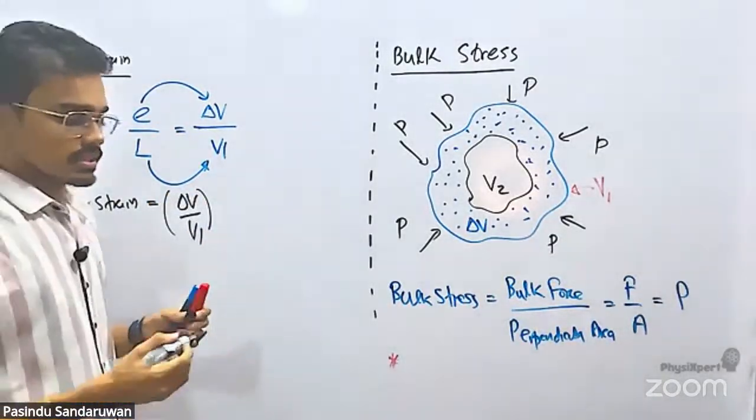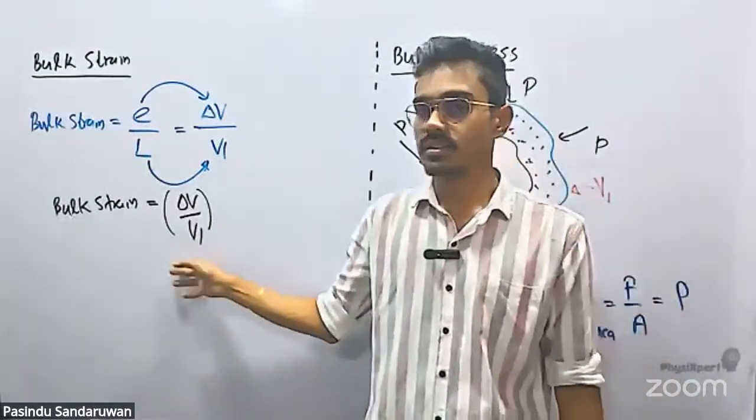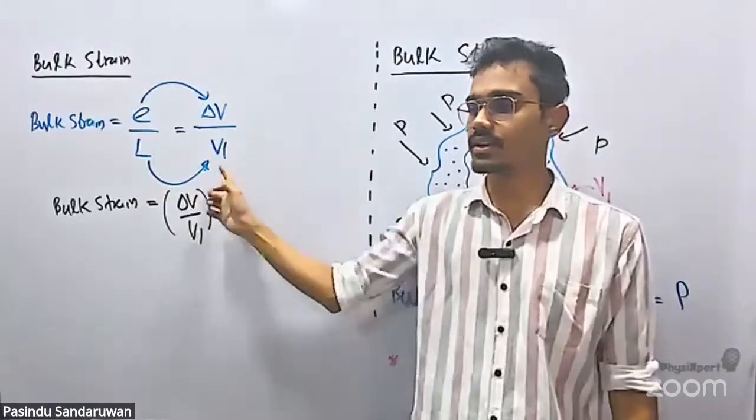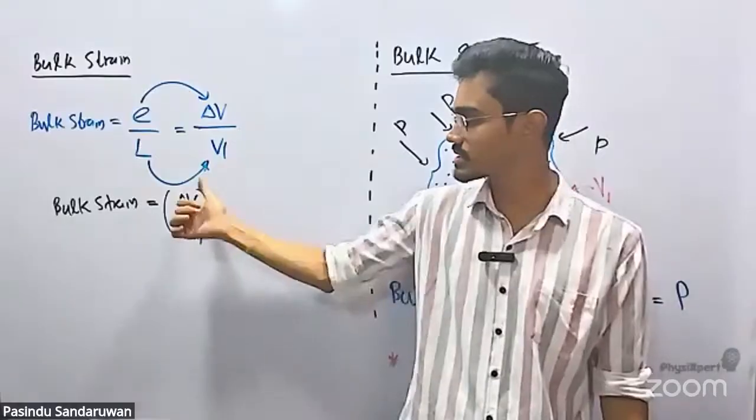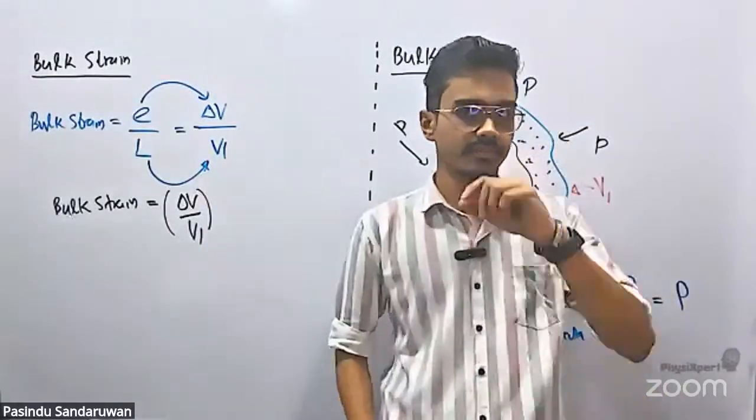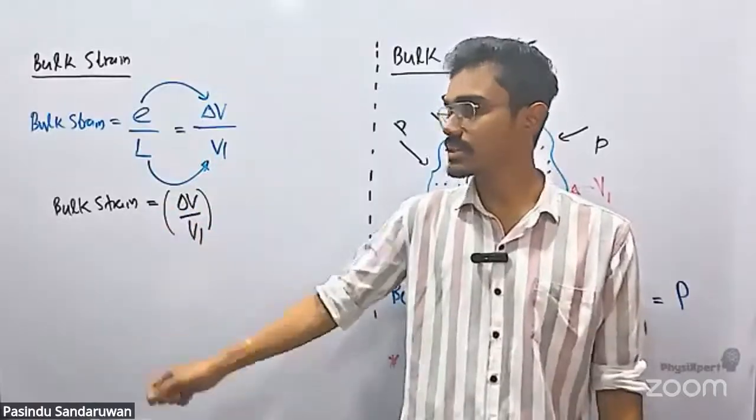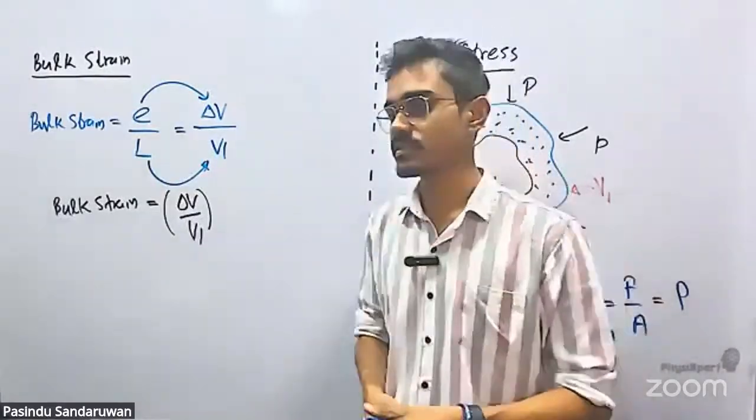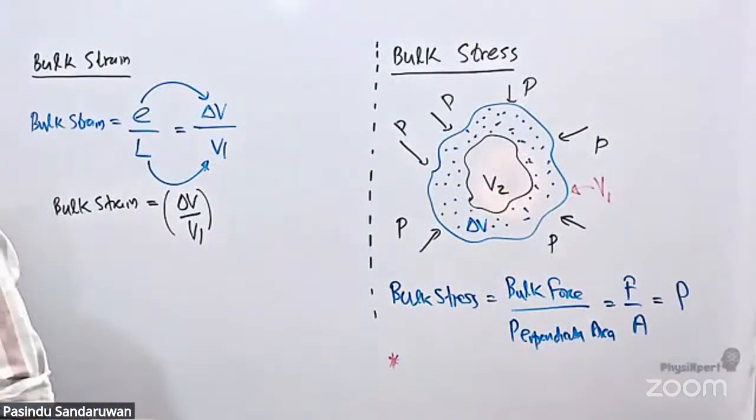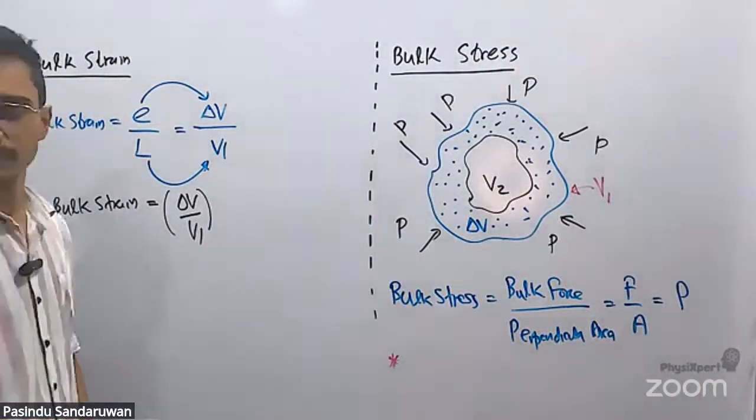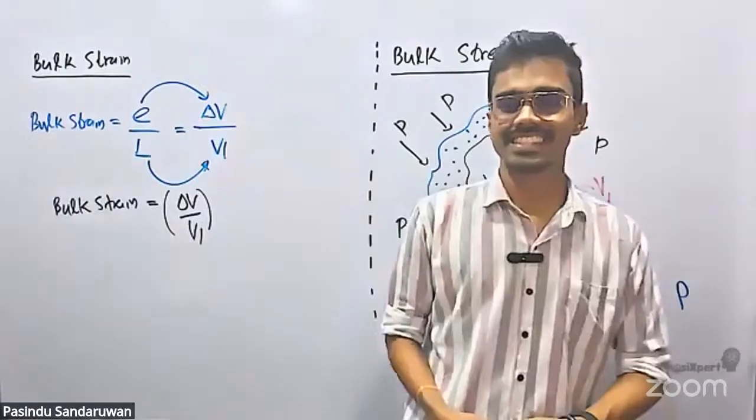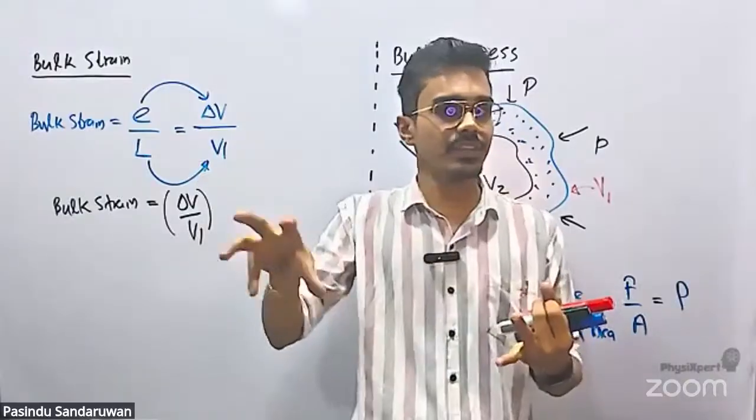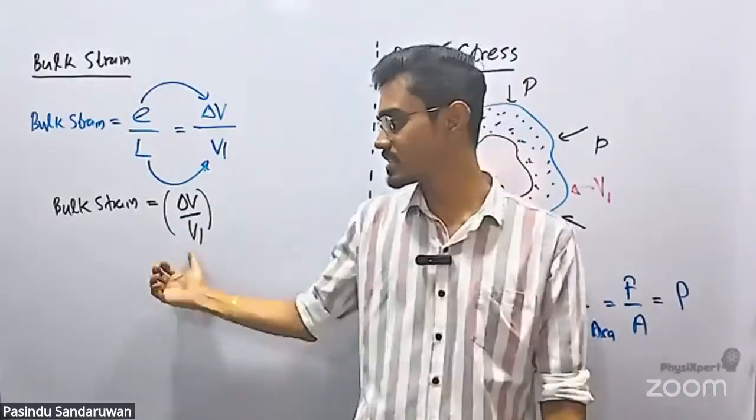We have discussed this in volume expansions, right? What is a single term for delta V over V1? Can anyone remember? For delta L over L1, delta A over A1, and delta V over V1, we had different terms. What was it?